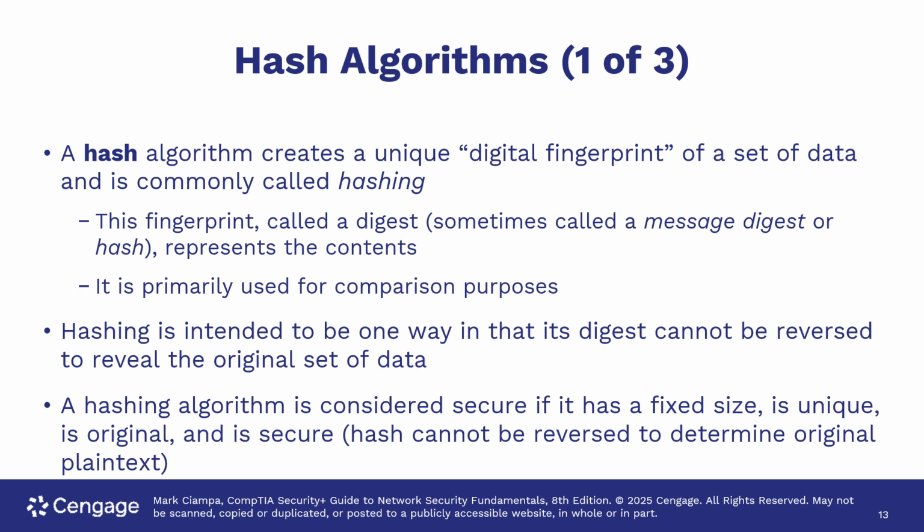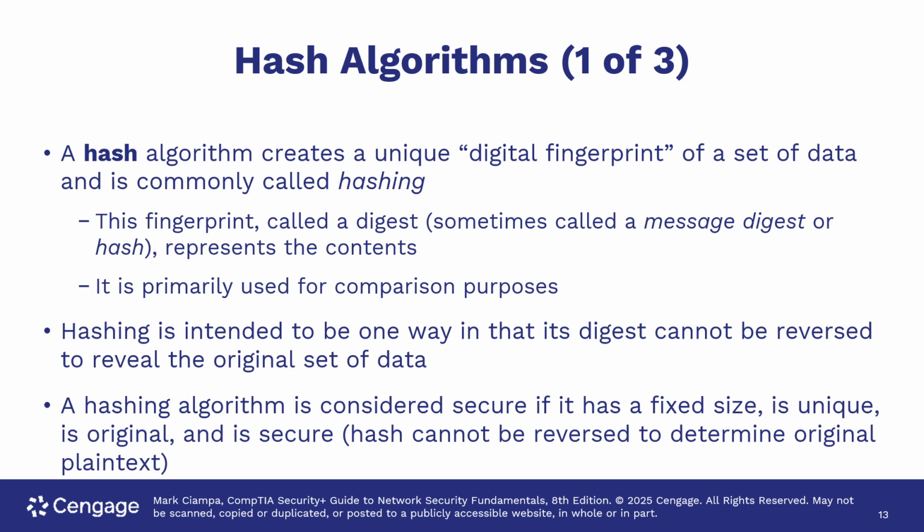So your hash algorithm creates a unique digital fingerprint of a set of data, commonly called hashing. This fingerprint, called a digest, sometimes called a message digest or a hash, represents the contents of that plain text. Now it could be a simple few words, it could be one long word, it could be an entire file, whatever the case might be.